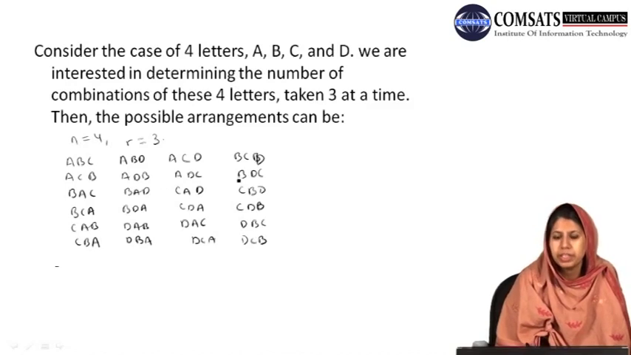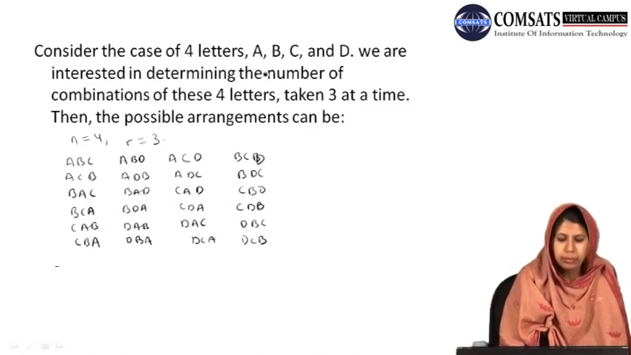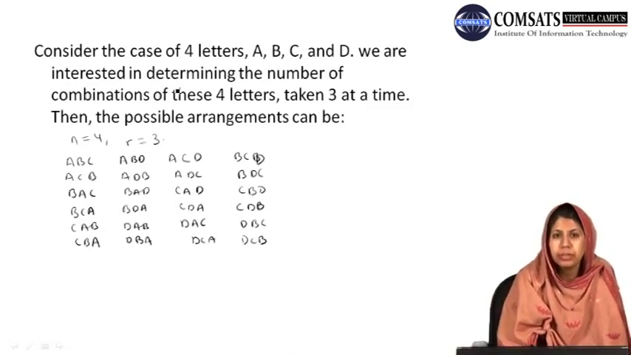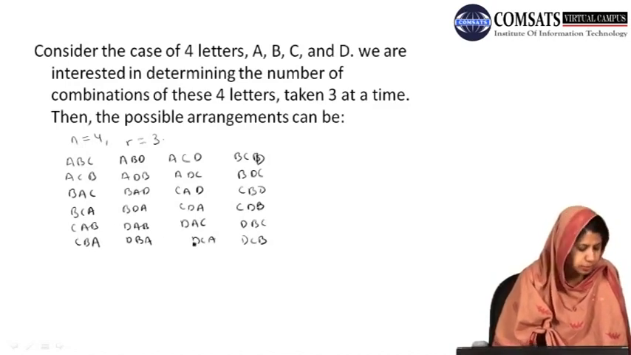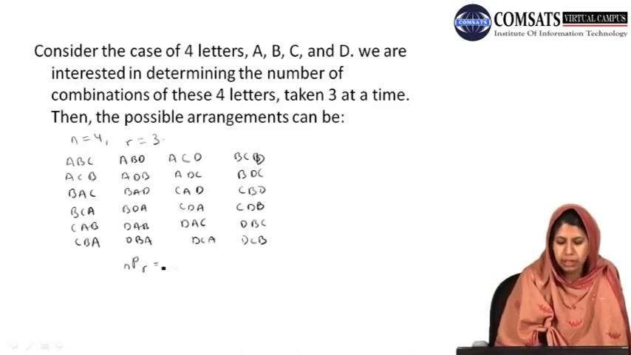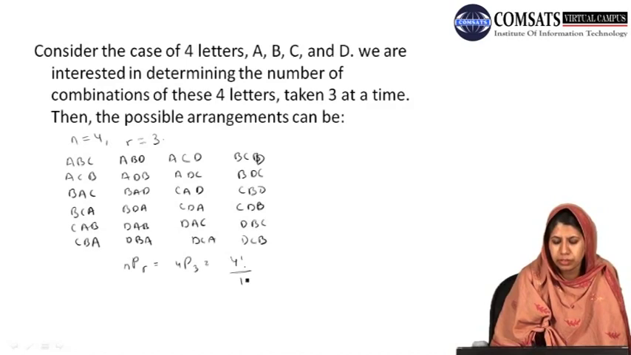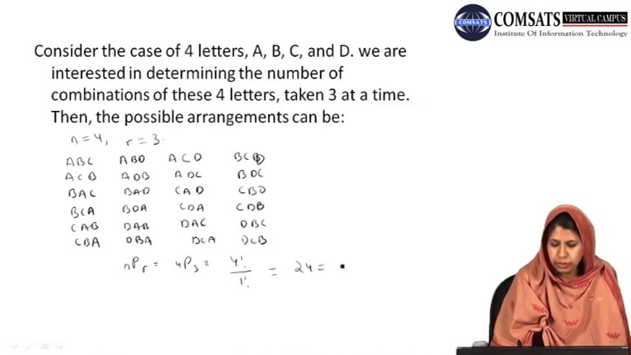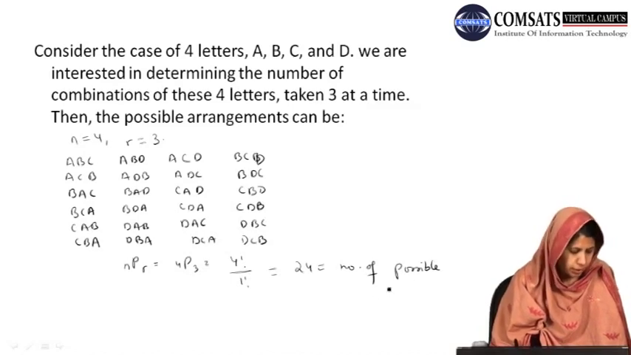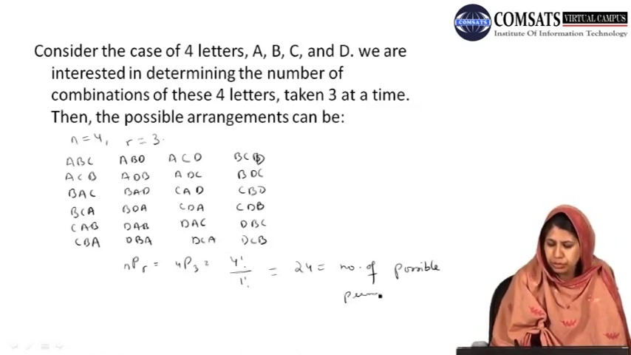So these are the possible arrangements of 3 letters taken from the 4 letters A, B, C and D. But we are interested in finding the number of combinations of 4 letters taken 3 at a time. So this is basically the permutation, the number of possible arrangements. That is, this is our nPr, which is 4P3, which is 4 factorial over 4 minus 3 factorial, which is 24. 24 is our number of possible permutations.